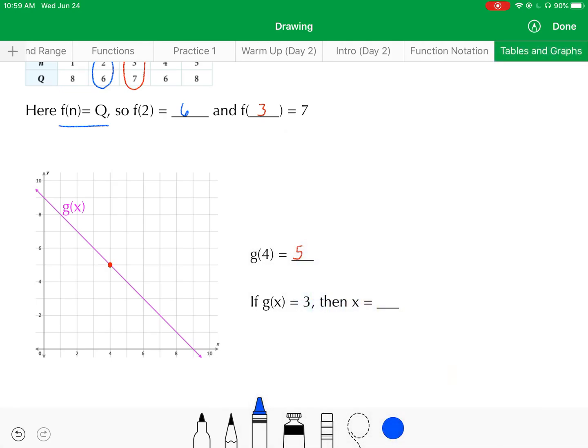And the last example, I want to know g of x equals 3 when x is what value? So here the 3 is a y value. What x value is required to make that happen for this particular graph? That would be right here, right? That point has a y value of 3 when x is 6. Okay.